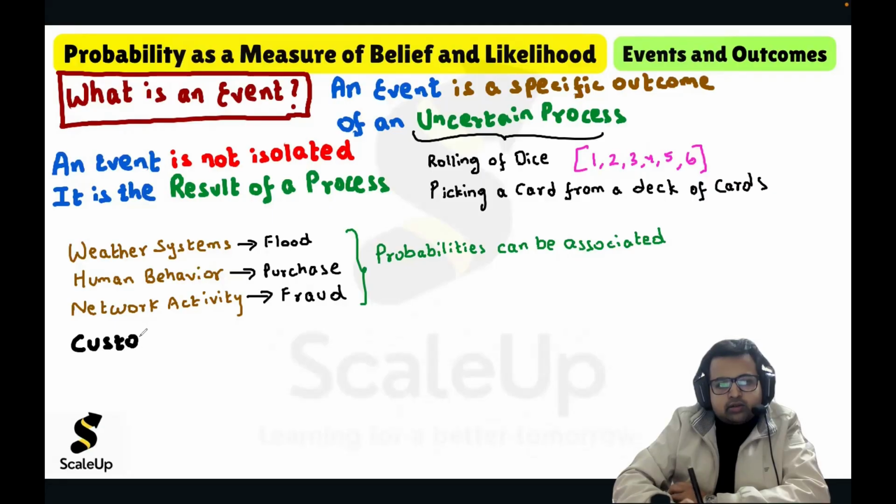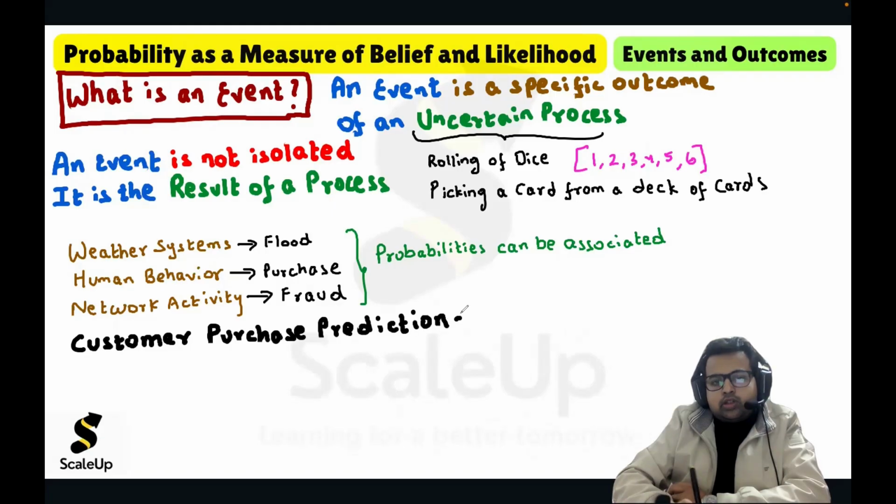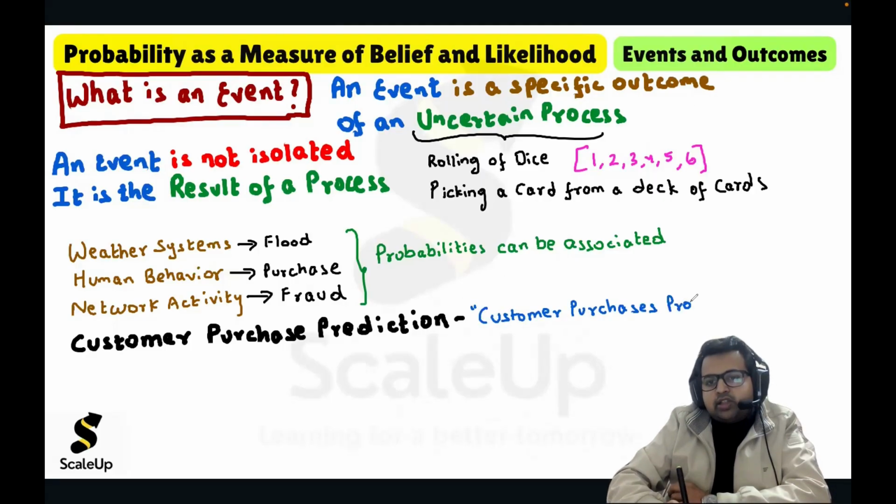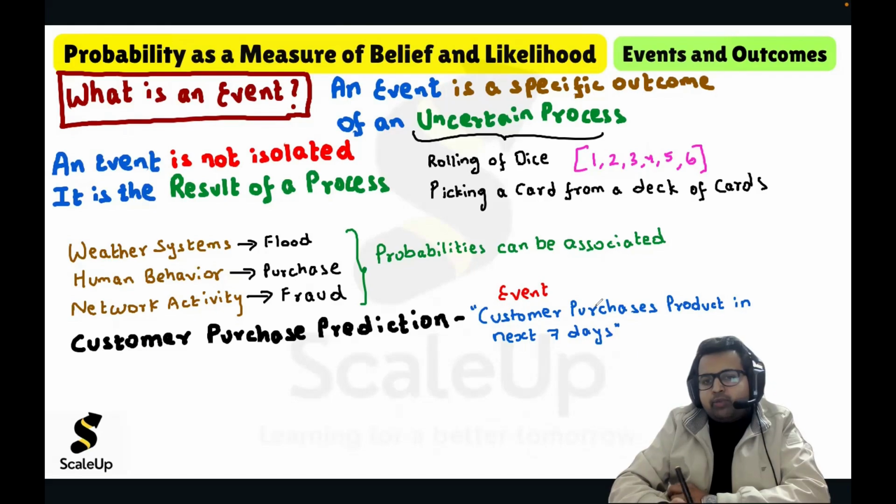Now, if we look at one real world example related to machine learning, that is customer purchase prediction, wherein we are interested to know the event: customer purchases product in the next 7 days. So this is the event we are interested in, and we have to predict whether the customer purchases the product in the next 7 days.